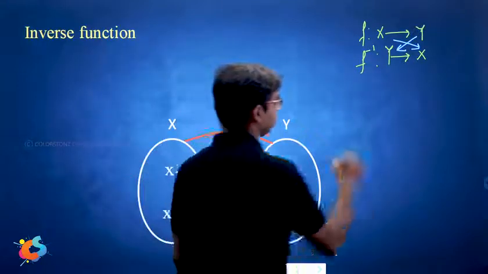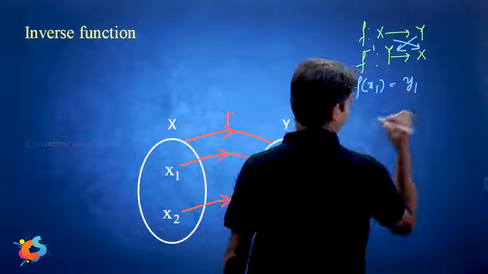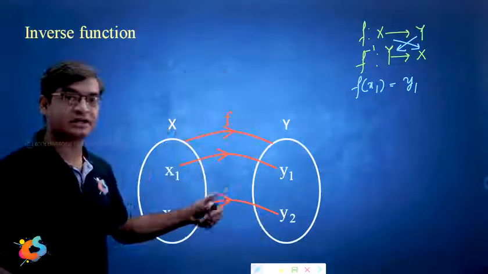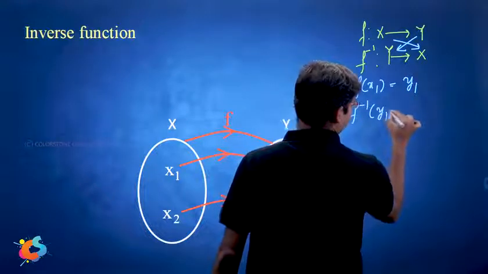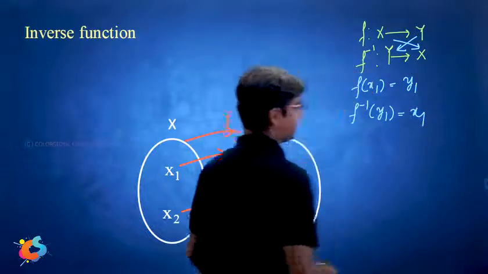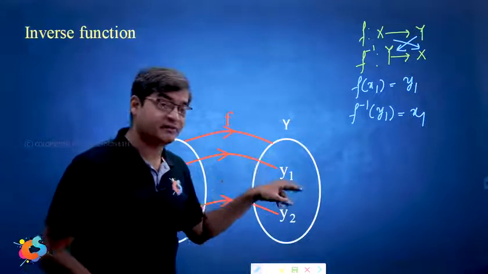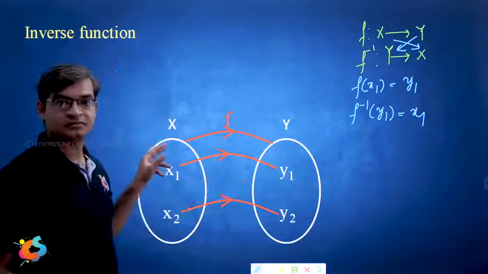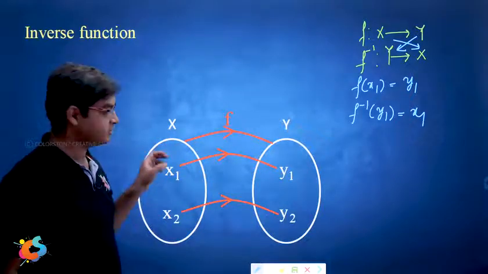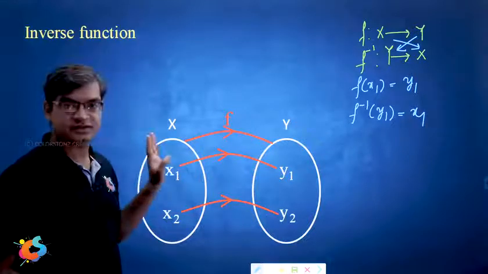Next, f of x1 is equal to y1, right? That is what is being shown here. Now, f inverse of y1 will be x1. What is this? f is taking x1 to y1. f inverse will take y1 back to x1. Got it? Exactly opposite. Mapping is like this for f. For f inverse, mapping will be like this.